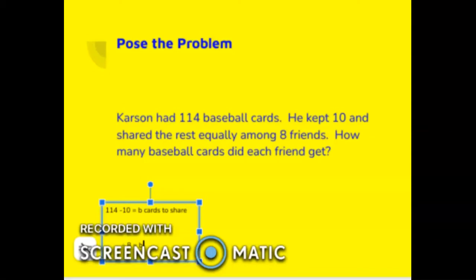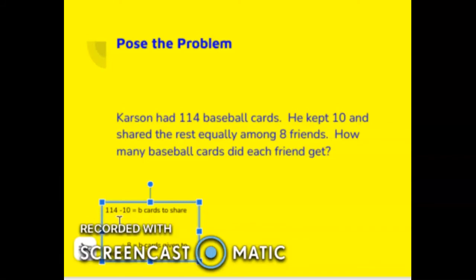B. I'm going to do B again, cards shared. It's not going to be shared equally. Cards given to friends, because that's what we're looking for. How many cards did each friend get? Now, we've got to do this operation first. We have to know what 114 minus 10 equals.